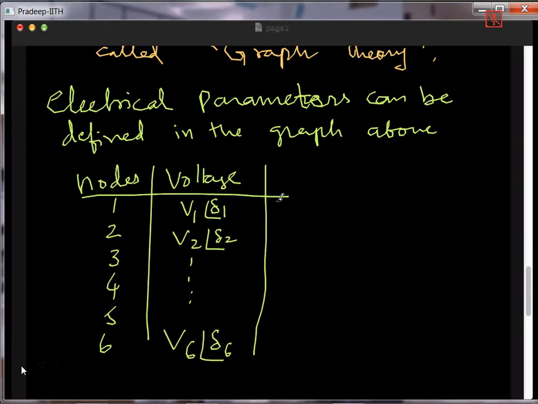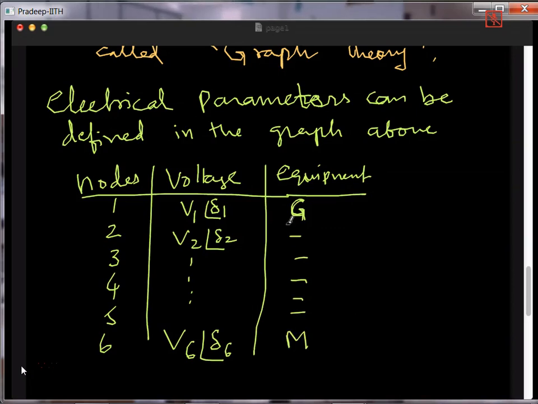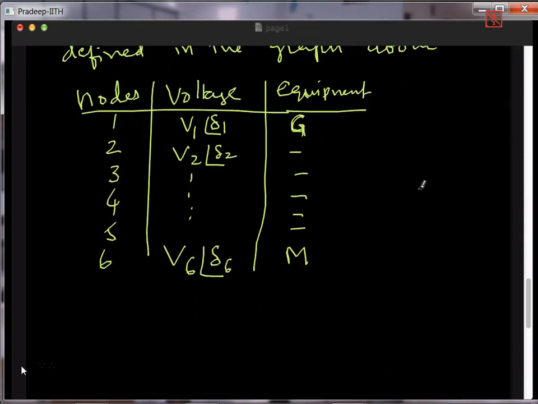Now you can also define what kind of equipment is connected. So for example, at node 1, a generator is connected. At node 2, in fact, we cannot say a transformer is connected because the transformer is connected between nodes 1 and 2. So we have to make a distinction between what is the network and what are the connections to that network. So nothing is there. At node 6, a motor is connected. So something like this. Now coming to edges or branches or links.